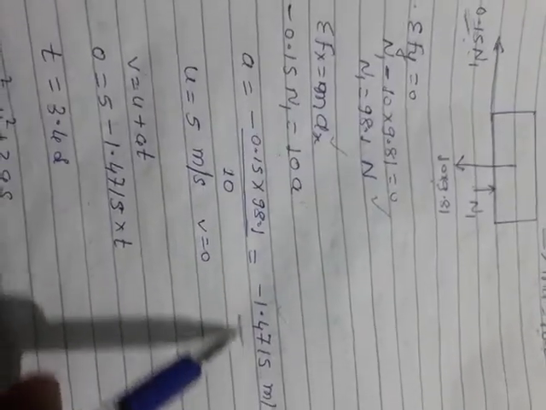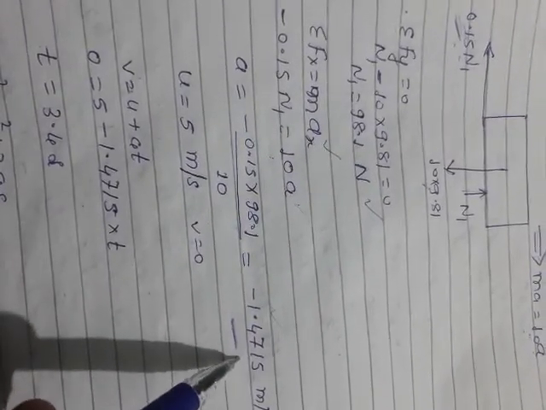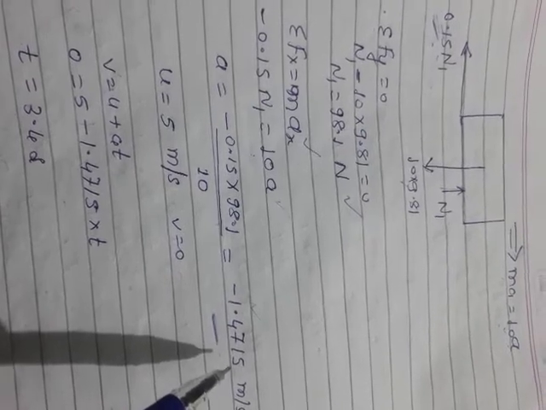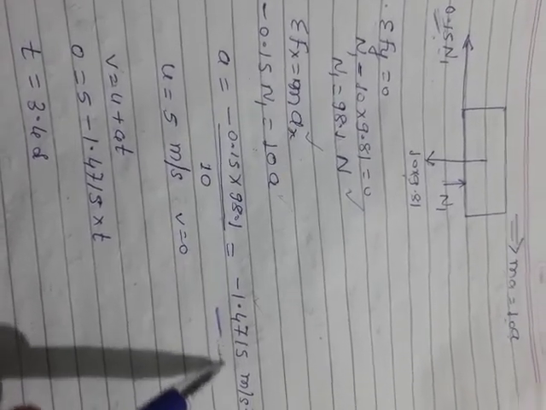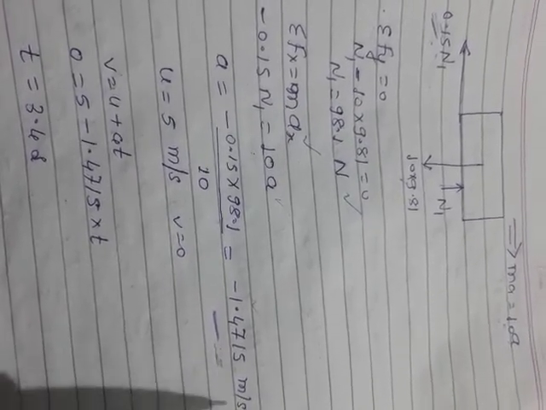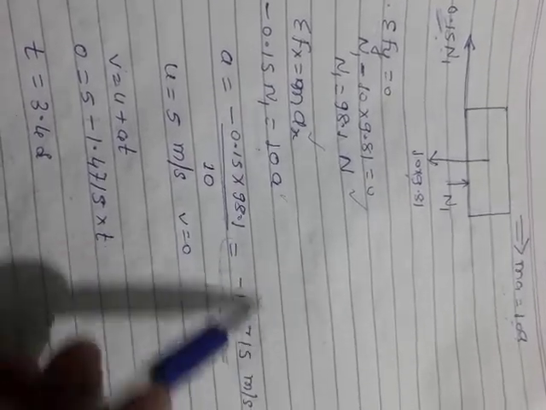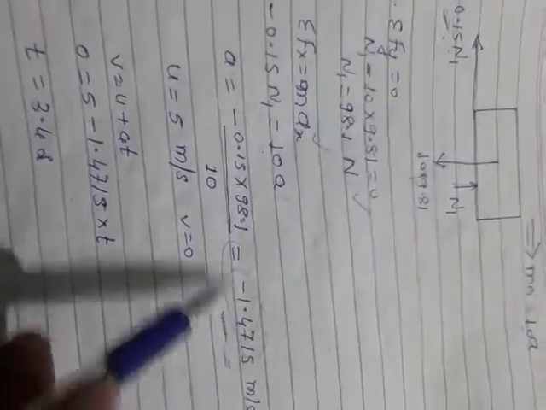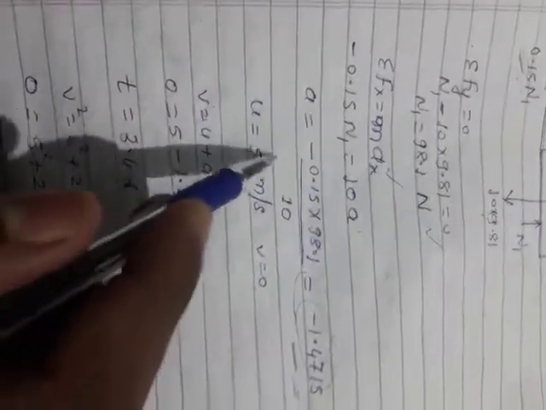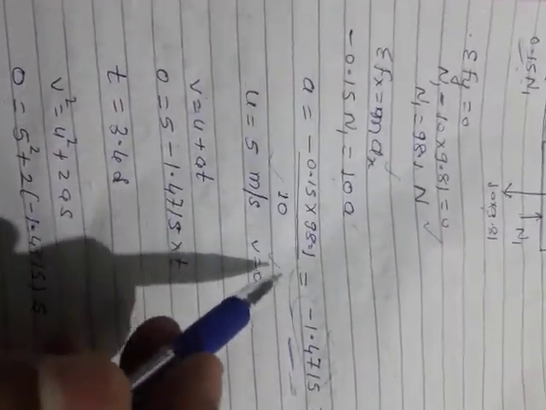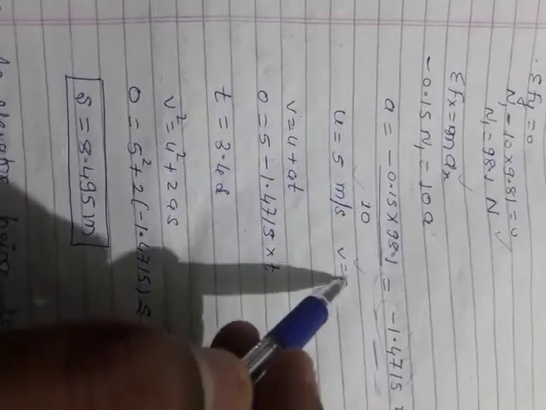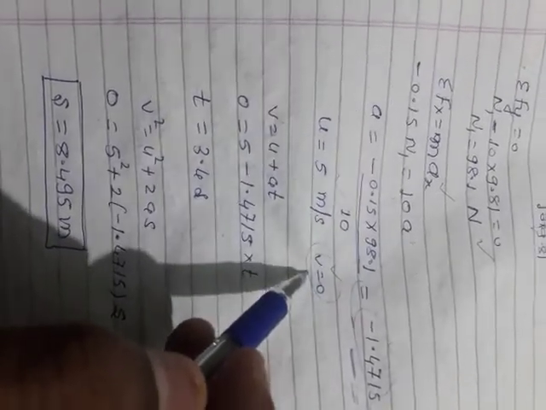Getting a minus value means that after application of the brakes, the package will move in the rightward direction, travel some distance, and after that it is going to stop. So it will decelerate, so I am getting the acceleration as a minus. Now I have been given the initial velocity of 5 meter per second. The final velocity, since it comes to a stop, will become 0.